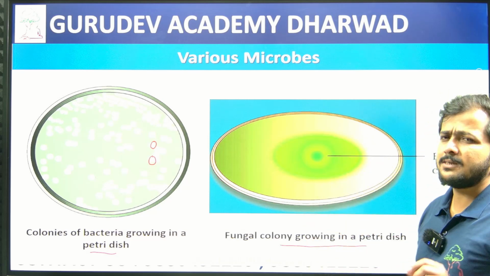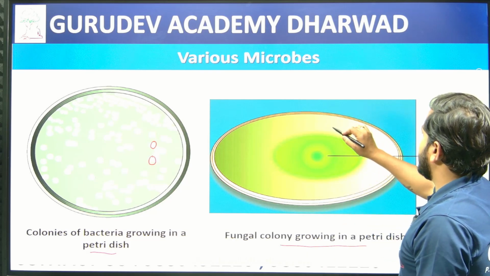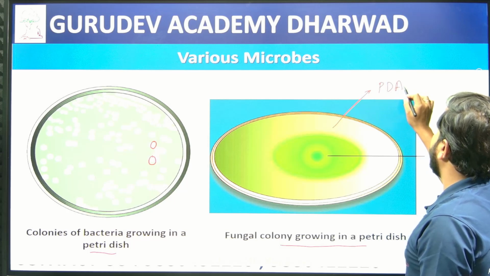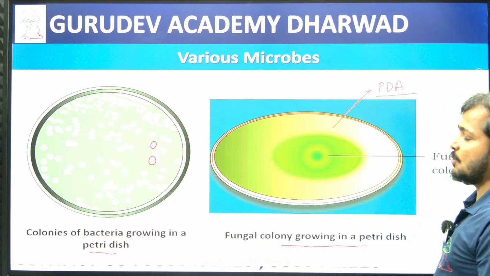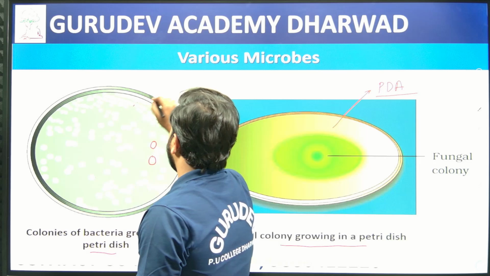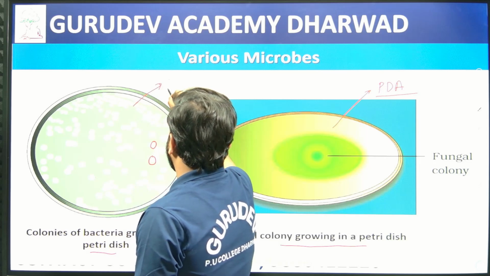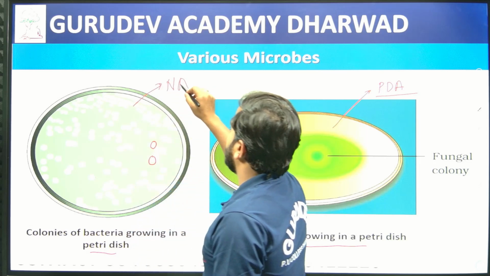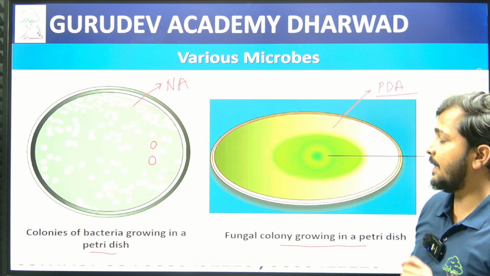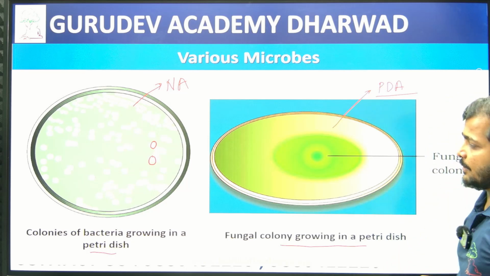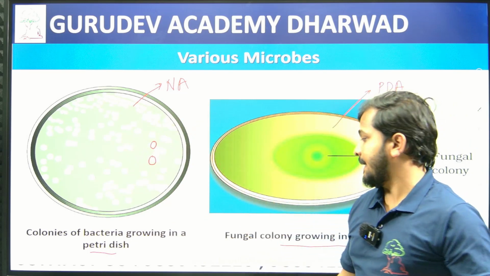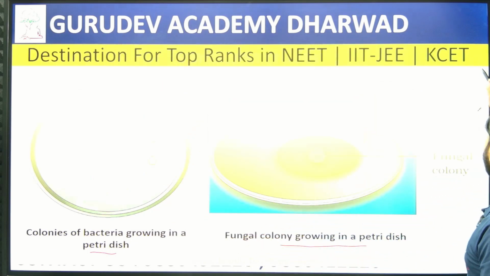Just for your knowledge, fungi can be grown on PDA medium, which is potato dextrose agar. But for the bacterial colony, we use NA medium, that is nutrient agar medium, for the growth of bacteria as well as fungi.